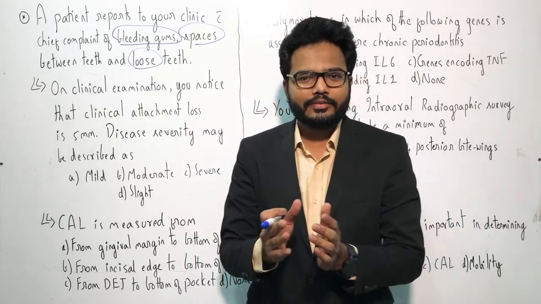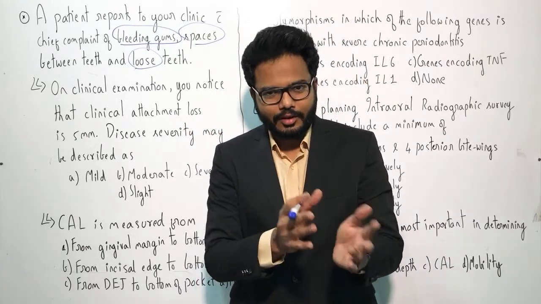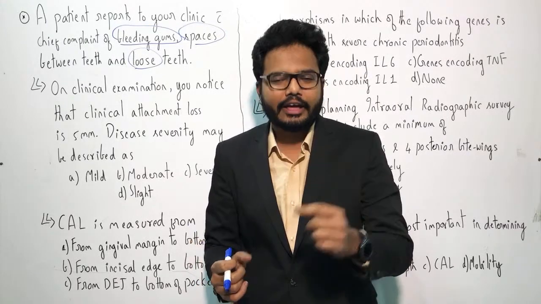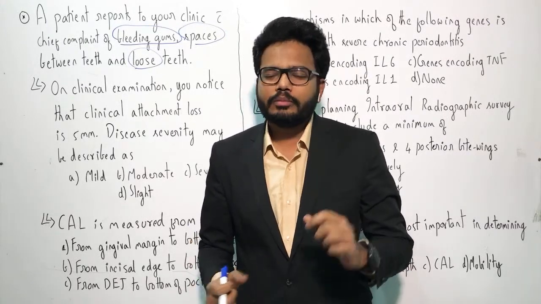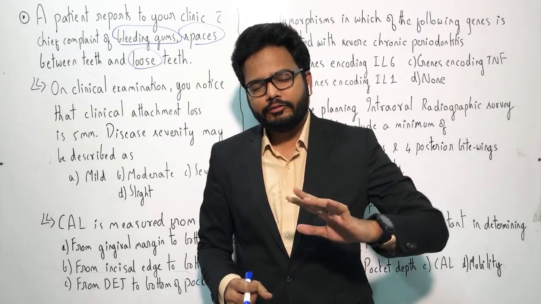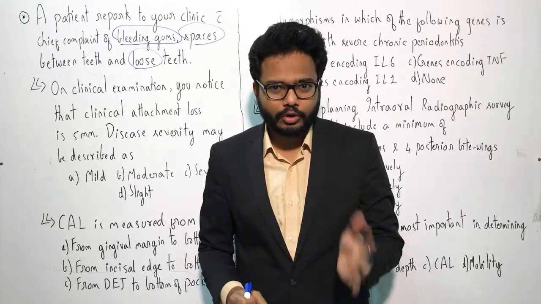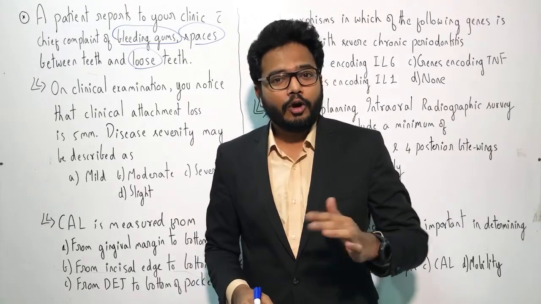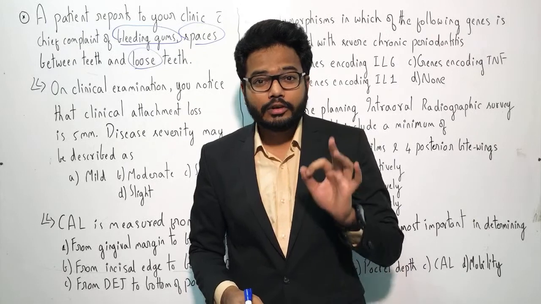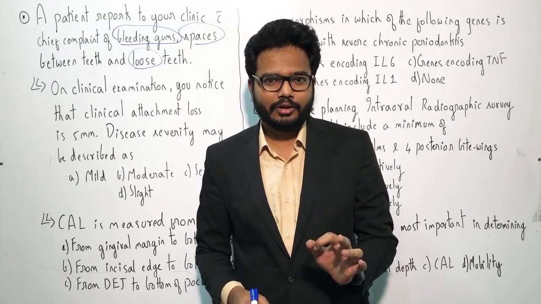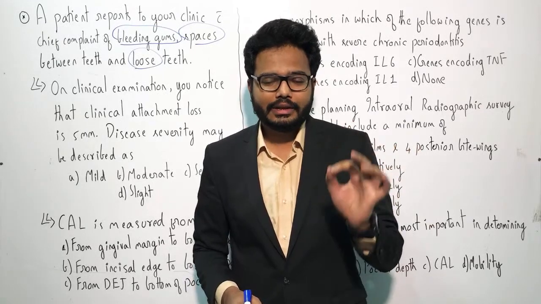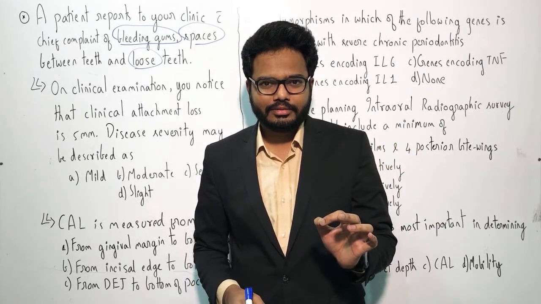Yeah, we have a classification of the severity of periodontal disease based on clinical attachment loss. 1 to 2 mm of clinical attachment loss is mild or slight. 3 to 4 is categorized as moderate. 5 mm or more than 5 is categorized as severe. We're talking about clinical attachment loss, I'm not just mentioning pocket depth. We're talking about clinical attachment loss. Okay. So I hope it's clear.